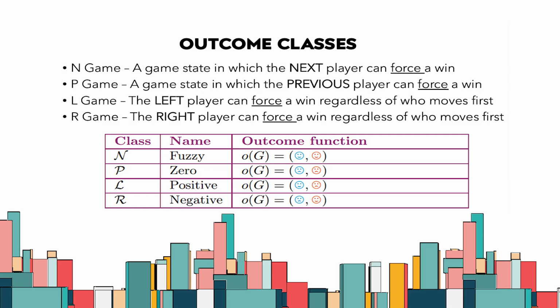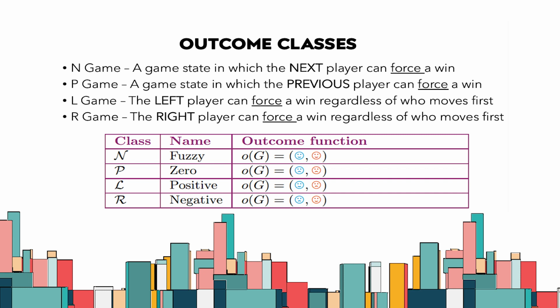So now, there are 4 types of outcome classes: the N-game, the P-game, the L-game, and the R-game. The N-game is a game state in which the next player can force a win. So only the next player here can win the game. The P-game is a game state in which the previous player can force a win. In the L-game, the left player can force a win regardless of who moves first. In the R-game, the right player can force a win regardless of who moves first.